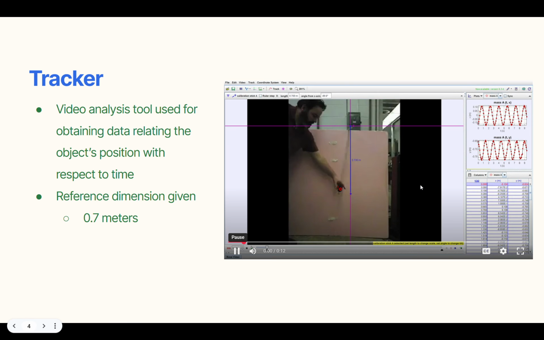This is what the video looks like on Tracker. This reference dimension was given, and as you can see, this is the oscillating motion of the mass upon the spring. Tracker gives us the data, which we then use for the GlowScript computational model.